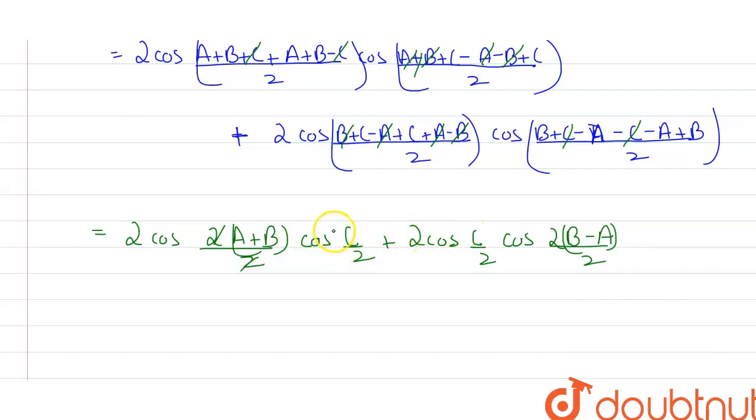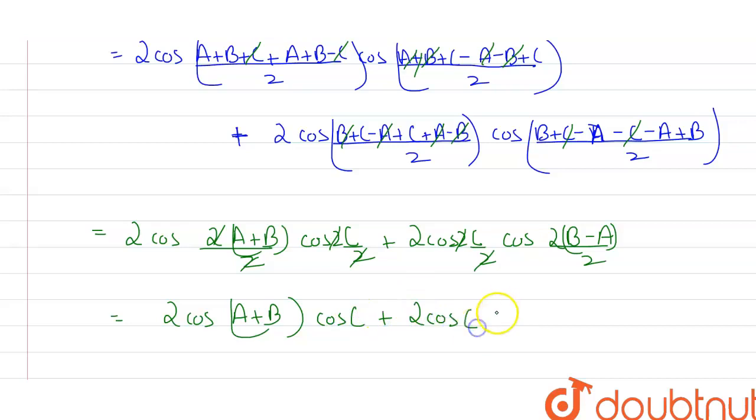Okay, now you can clearly see this 2 cancelling out. I just forgot there's also 2C here, there's 2 times C here. So 2 cancelling out in this part also. Okay, so we are receiving the value of 2 cos A plus B and cos of C by 2, plus 2 cos C by 2 and cos of B minus A, as this 2 and this 2 cancel out also.